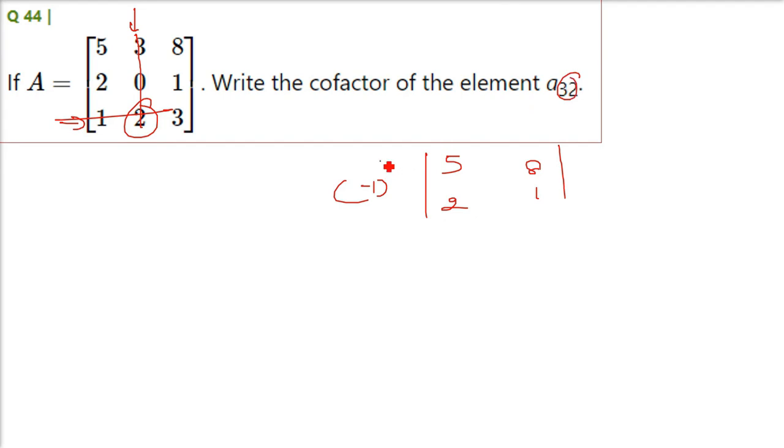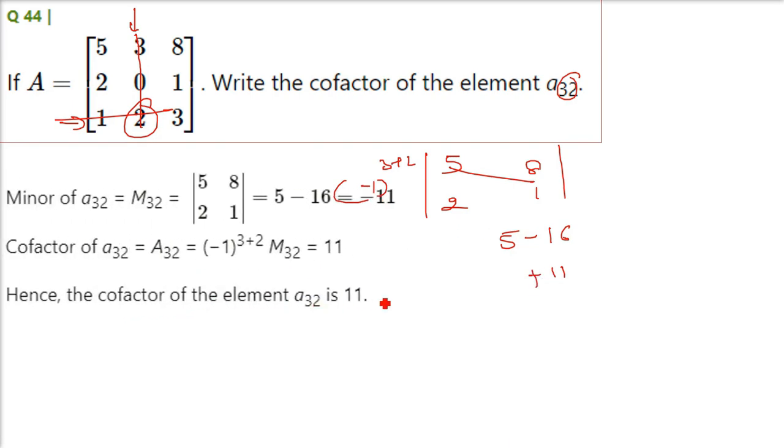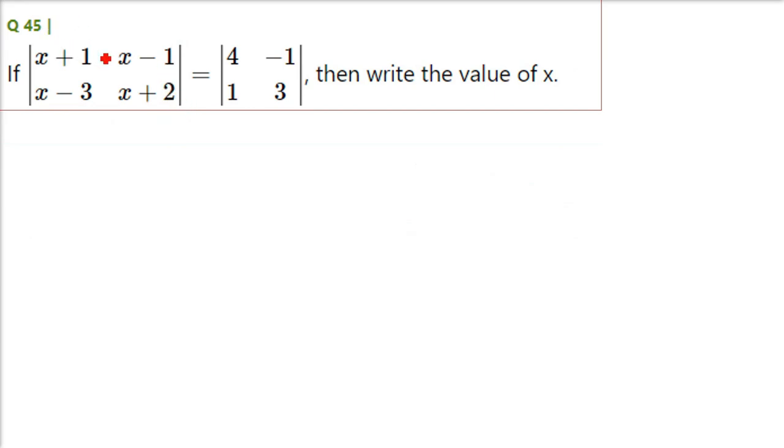Minus 1 to the power 3 plus 2. So this is an odd power. 5 minus 8 is minus 3, and there is already a minus here because minus 1 to the power 3 plus 2 is minus. So it will be 3. The minor is the cofactor without sign. The cofactor is the minor with sign, right? So negative we multiplied just because of minus 1 to the power 3 plus 2.